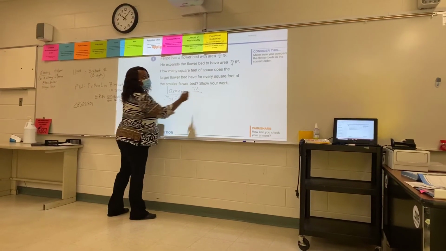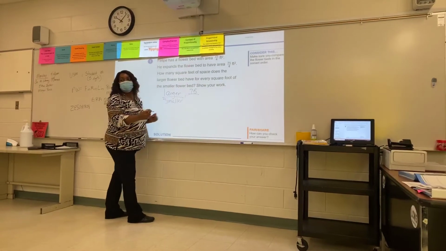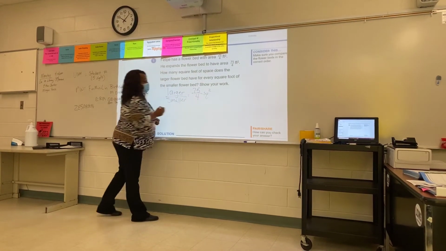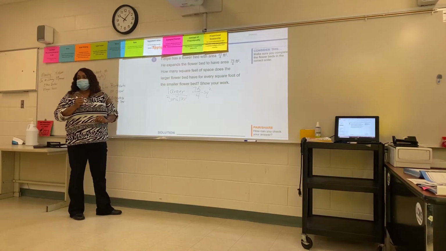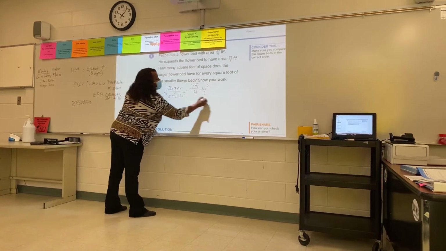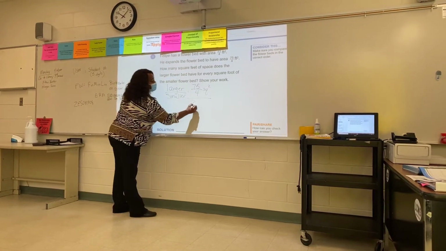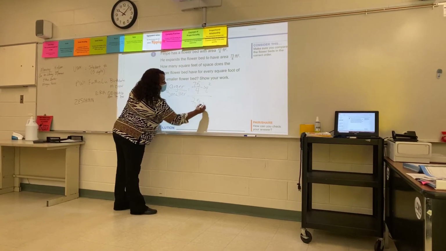75 quarters. Yep. What about the smaller? 25. The whole thing, guys, come on. 25 over 4, 25 quarters square feet.